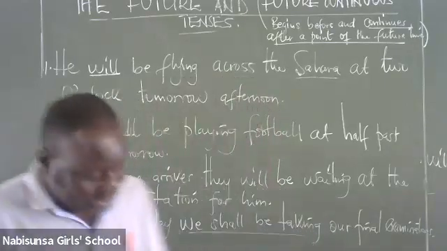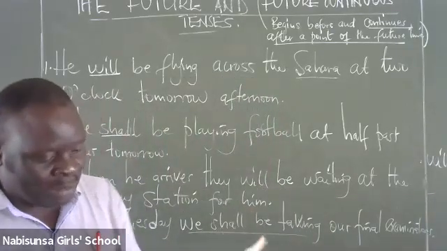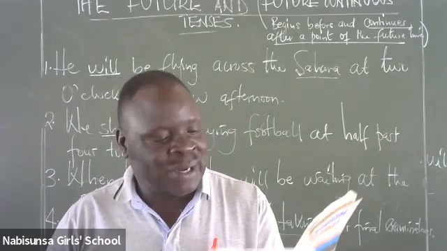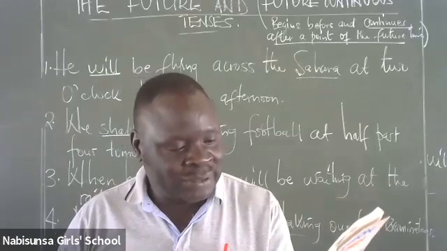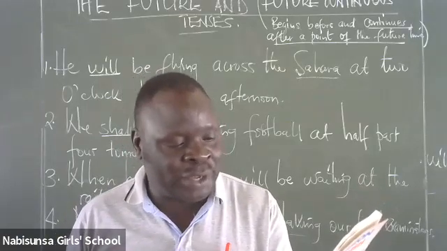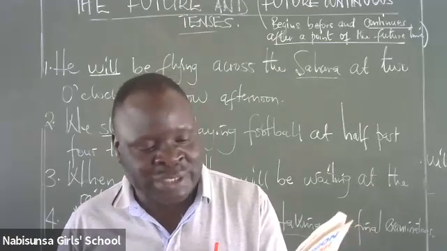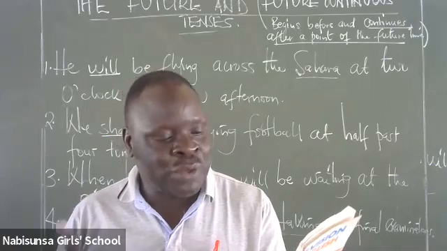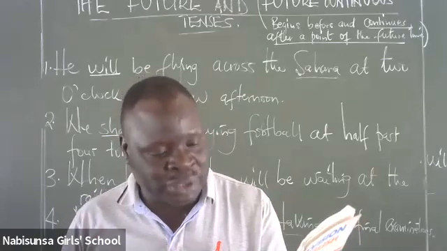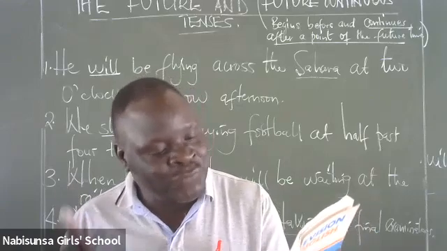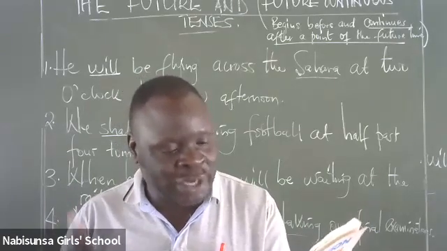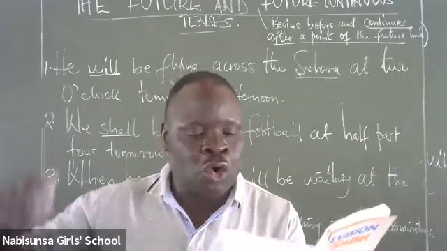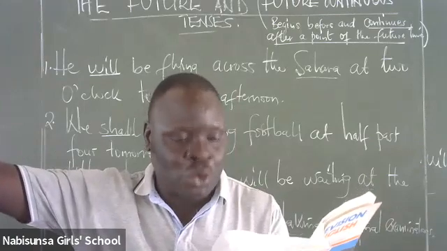Okay, now let us see the explanation from the book here. The explanation says, let us begin with, he will be flying across the Sahara at 2 o'clock tomorrow afternoon. Here, the future simple would not be a suitable tense, because the flight will obviously last longer than an instant. It will begin before and continue after 2 o'clock.